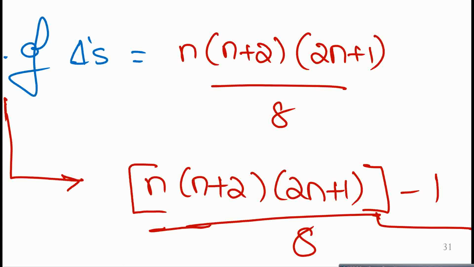Sir, above one, below one, what is the difference? Minus 1. Why is that? This is the reason. When n is odd, odd into n plus 2 odd into 2n plus 1 odd, odd into odd will give an odd number. Minus 1 will give even. Even can be divided by 8, but odd cannot be divided by 8 directly. So that's why we did that minus 1. That's the only change between above and below.